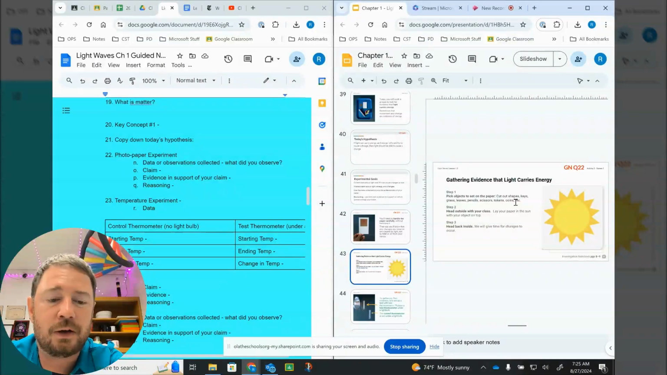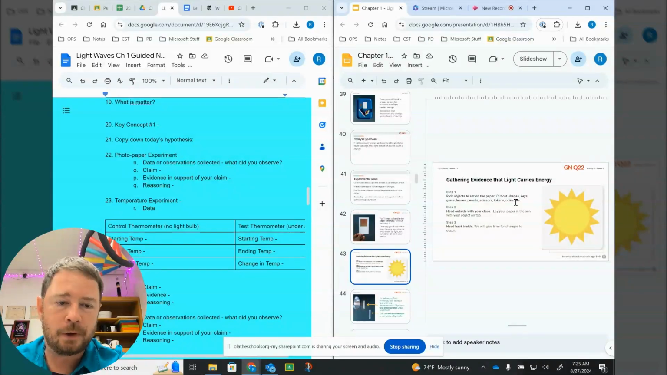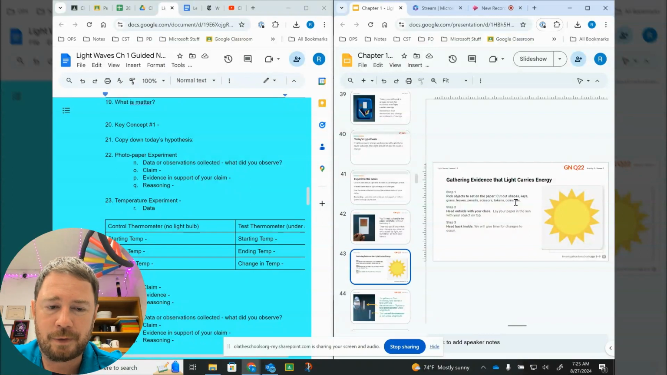We're going to tape it to this piece of photo paper, and we're going to take it outside and lay it in the sun. We want the objects taped to the paper, and then we're going to tape the paper to the sidewalk so that if there's any breeze, our objects don't blow off the paper, and the paper won't blow over and flip upside down. You need to be taping to the dark side of the paper. So go ahead and pause. We're going to get some paper and go outside and do that step.